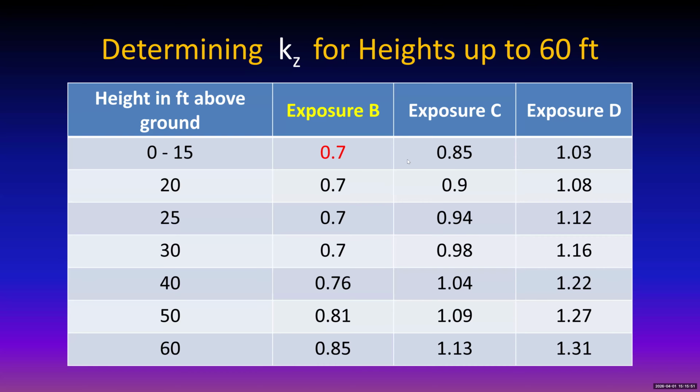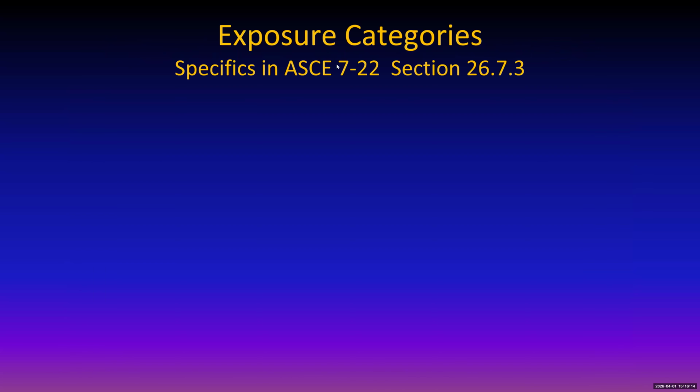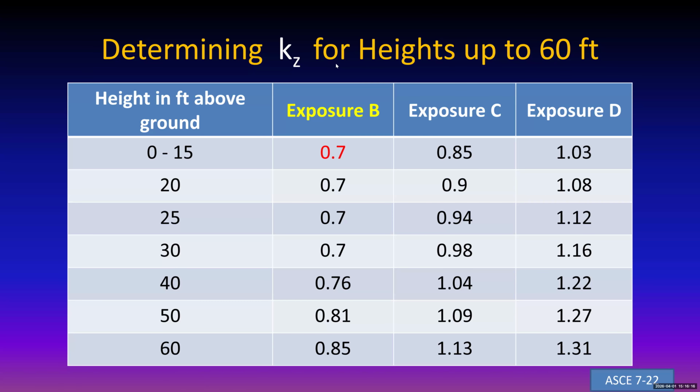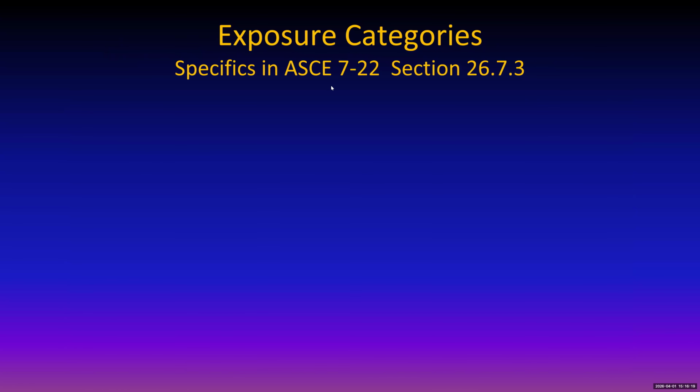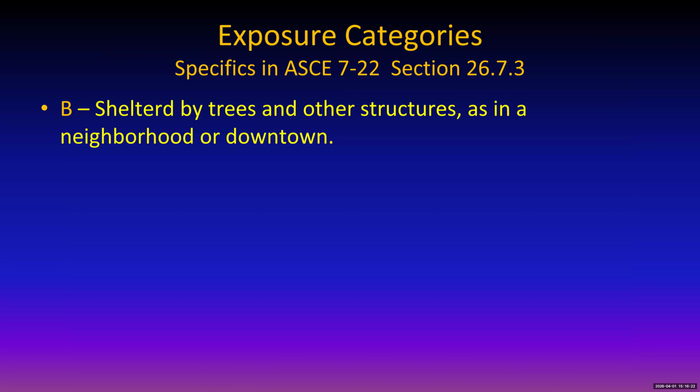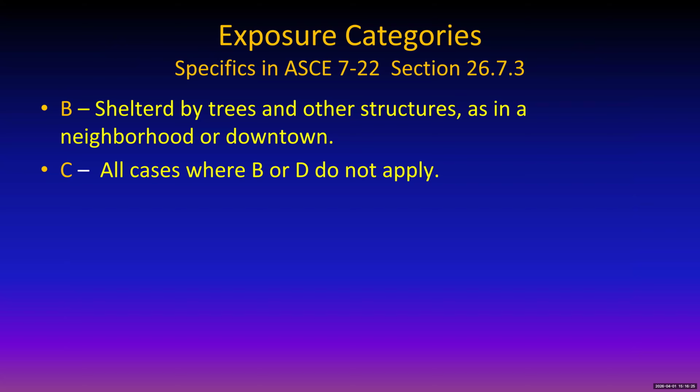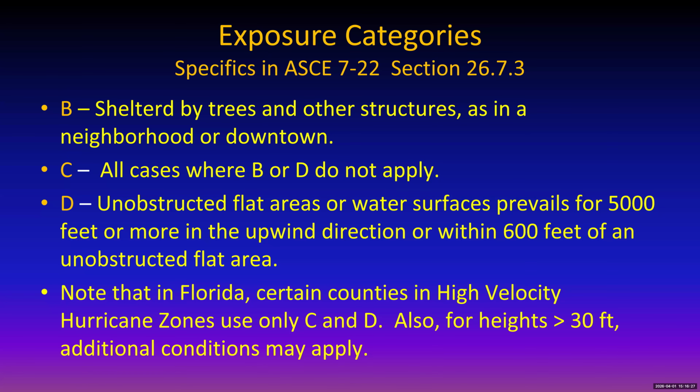So here's your exposure categories. It comes from a table. And for residential, you don't see too many single-family detached residences much higher in height than 30 feet. So for most of your exposure B, K sub Z is going to be a 0.7. Next one. So there's the definition of the exposures.